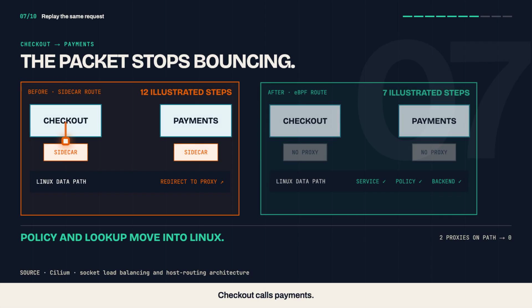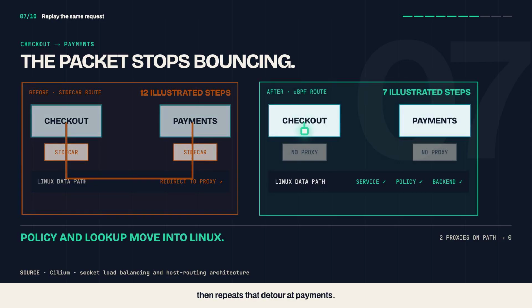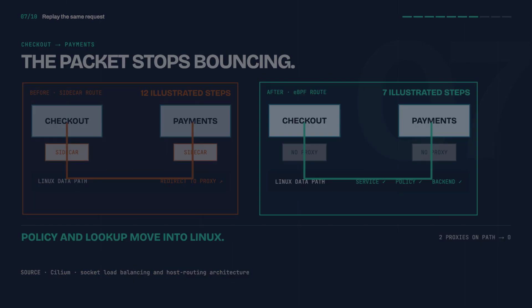Replay it. Checkout calls payments. With sidecars, the packet climbs into a proxy, drops back to Linux, crosses the network, then repeats that detour at payments. With eBPF, Linux checks policy, finds a healthy payments pod, and forwards directly. Same work, shared data path. 12 illustrated steps become 7.